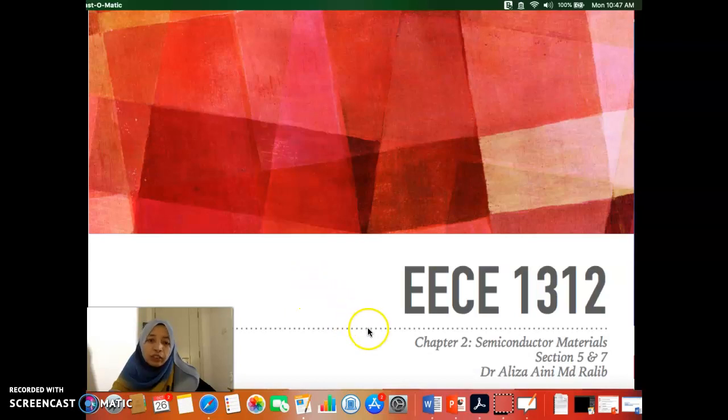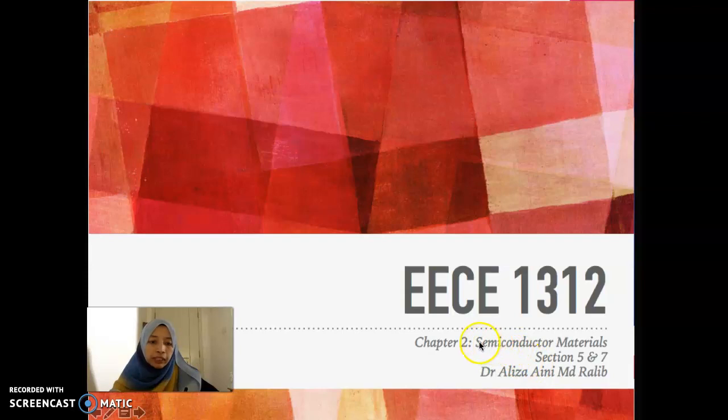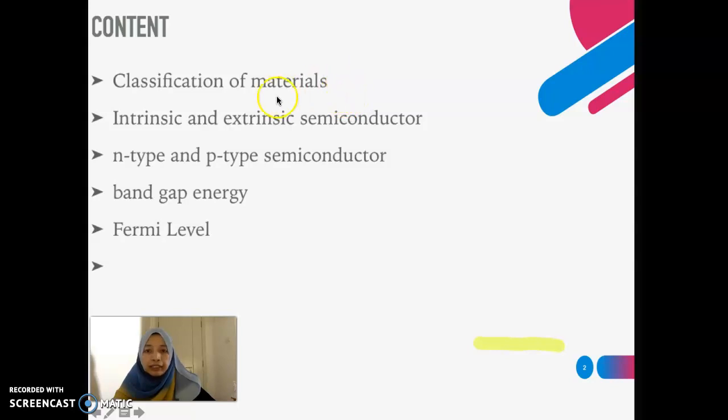So now let's go through the new chapter. There is semiconductor materials. The previous chapter that you have learned is op-amp and equivalent circuit of the amplifier. So now let's go to the chemistry. There is semiconductor material. What you're going to learn in this chapter is the classification of the materials. So we have three materials: insulator, conductor, and semiconductor.